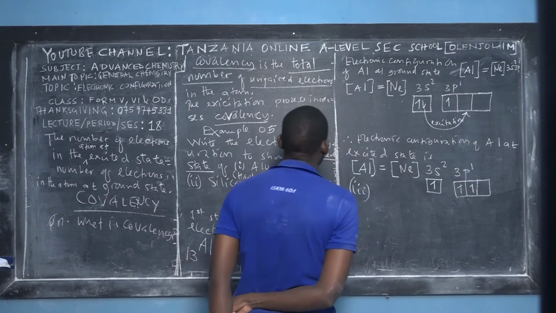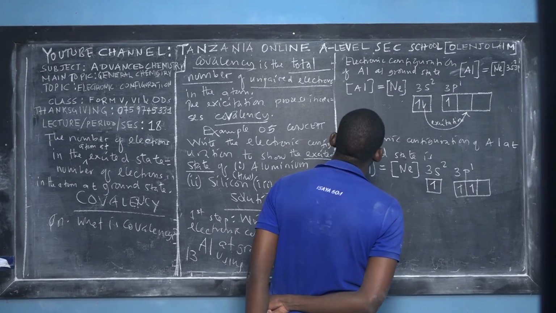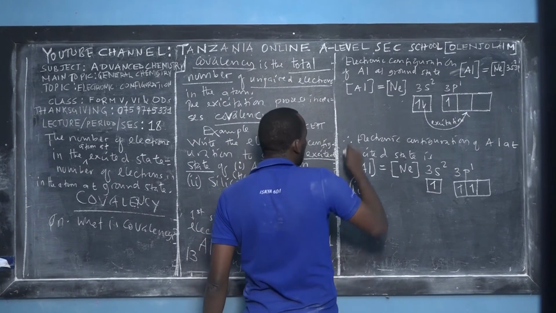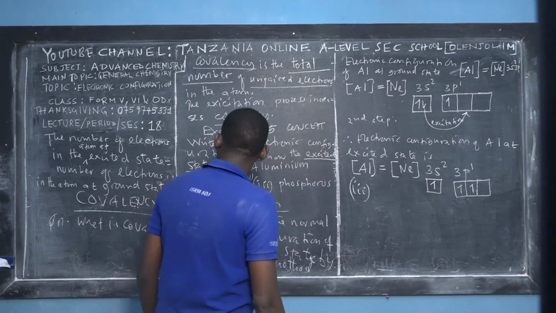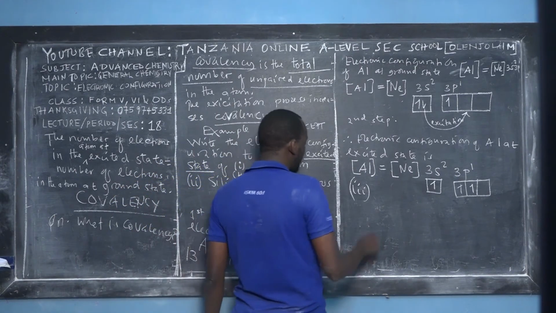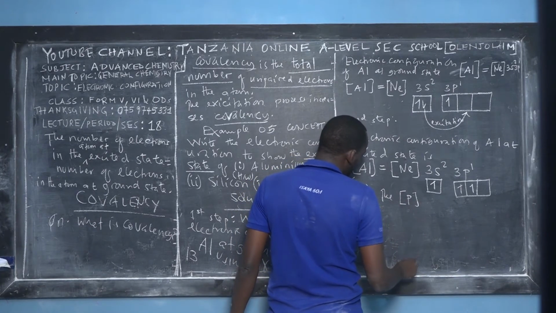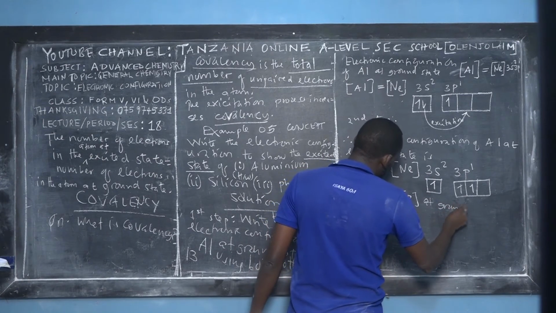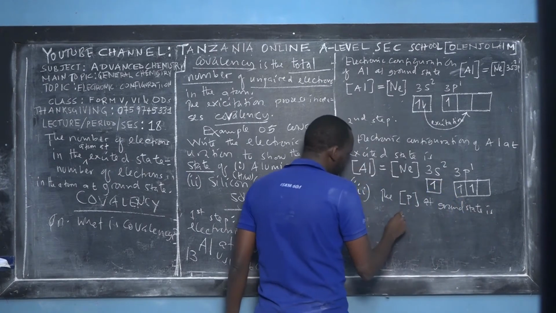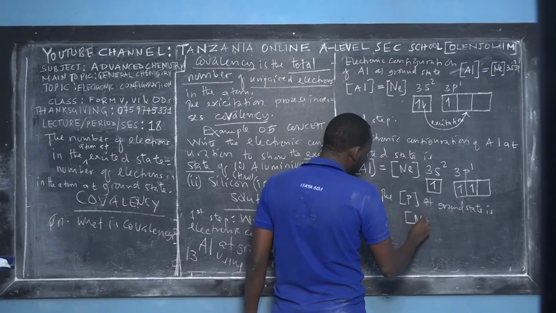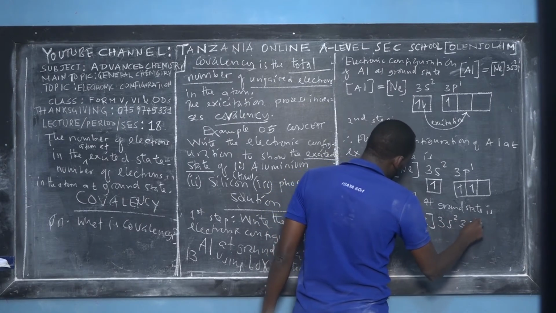So the first step, Roman 3: we say that the electronic configuration of phosphorus at the ground state is this. We have neon, the corresponding noble gas. We have 3s square, and 3p3.